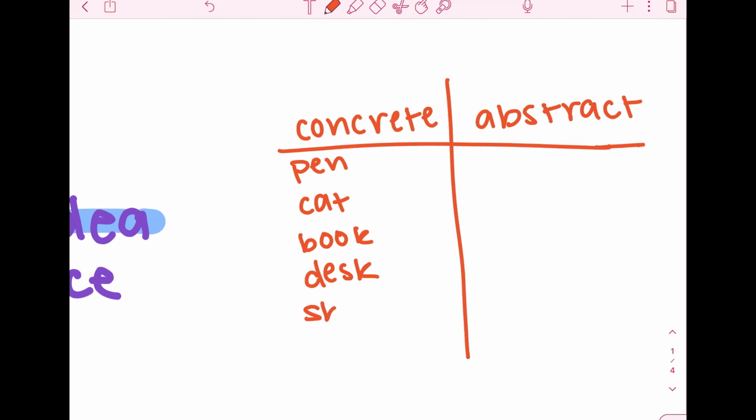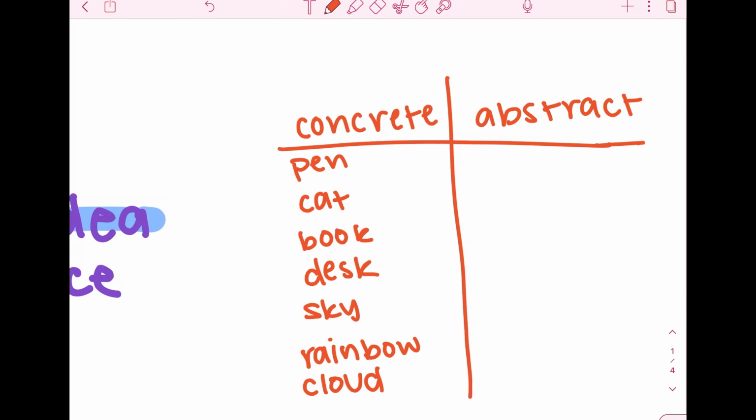For example, the sky is a concrete noun, even though you can't touch it, but you can still see it. The sky, or you can think of anything that you can see, like a rainbow. Even though you can't touch it, you can still see it. Rainbow or cloud.